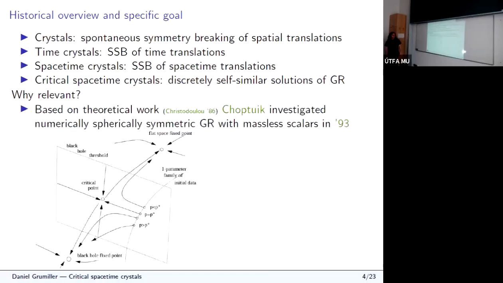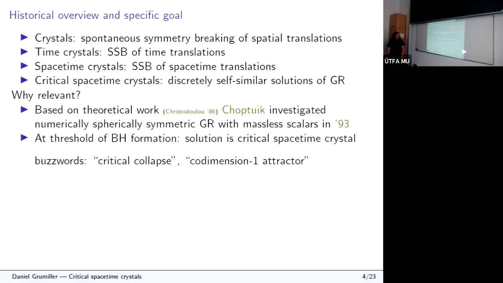So why are these solutions relevant? Well, this is based on theoretical work that goes back to the 80s by Christodoulou and to the discovery by Choptuik using numerical GR. I'll explain this picture in a few slides in more detail. For now, the main message is that depending on the initial data, you get either a black hole as a final state or flat space as a final state. And for infinite fine-tuning of initial data, you get a critical solution. That's our main solution of interest.